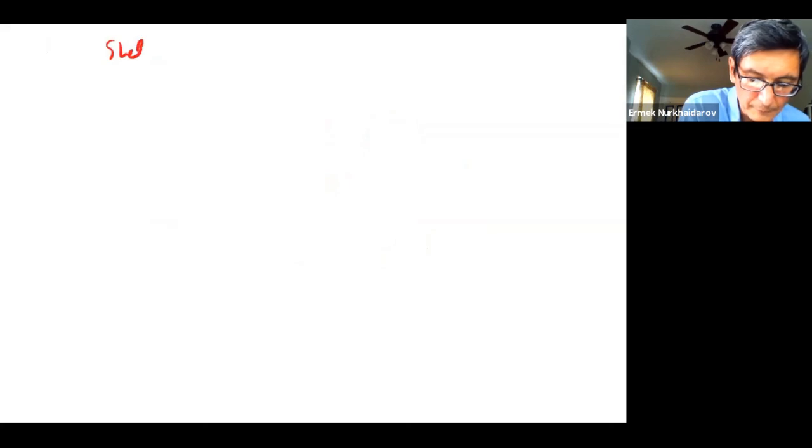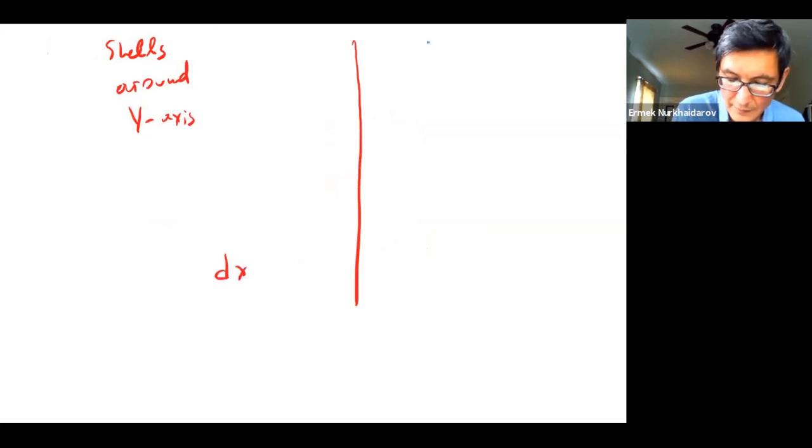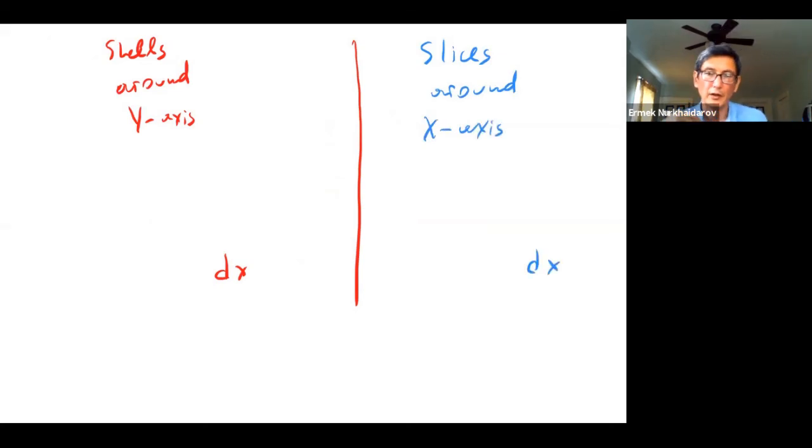Shells around the y-axis. We're going to see dx. Slices around the x-axis. We're going to see dx. Okay, and that's kind of the easier, more standard way of having things. If you're rotating around the x-axis and you get dx, and usually you have the function y in terms of x, you don't have to manipulate anything.